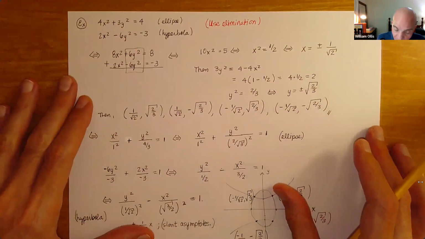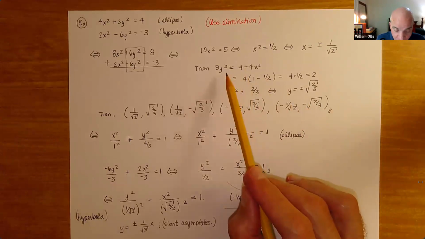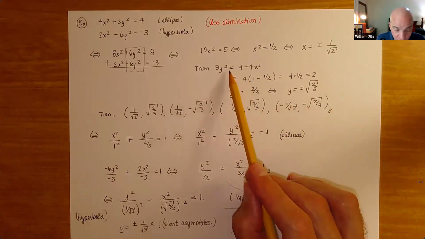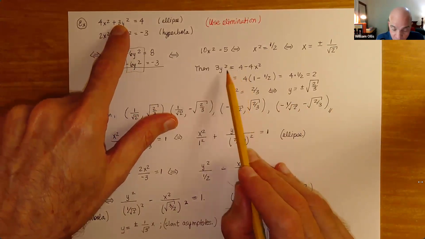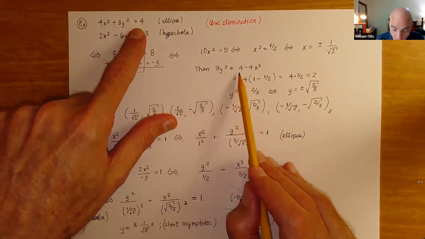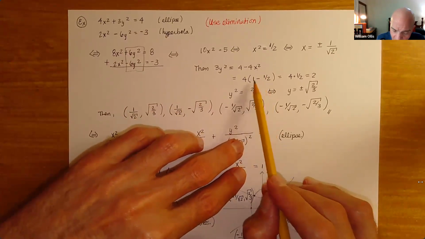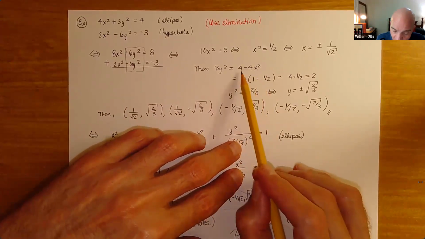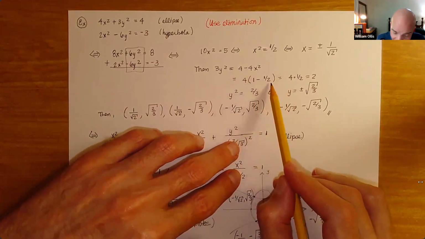Now, just like we did before, we don't have to beat ourselves up. We can just go ahead and solve for the y squared using a very simple equation that we have from the very beginning. So 3y squared is equal to 4 minus 4x squared. So now what we can do is just go ahead and factor. We've got 4 times a 1, in this case, minus a 1/2.